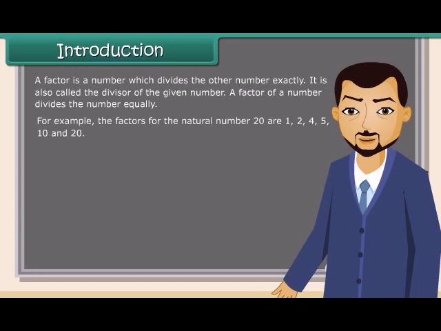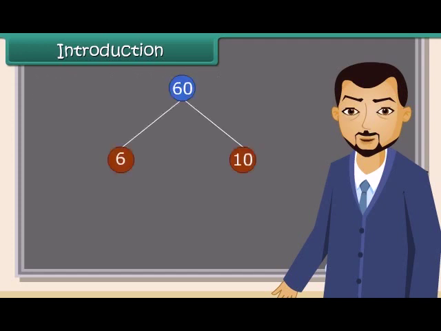For example, the number 11 can be written in two ways as given below, which implies for any prime number, the factors are 1 and the number itself. Factors for the given number can be found out using the factor tree method also. Here is an example to find the factors of the natural number 60 using the factor tree method.